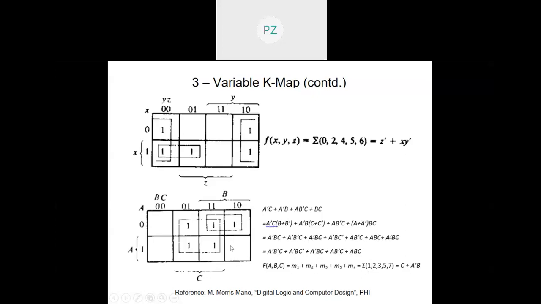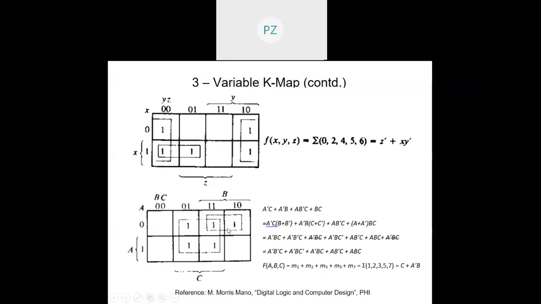Now I have to combine the functions and minimize them. So I must be looking for the largest possible combination of adjacent ones, the numbers being in power of 2. So I see that this can be this square. When I use this square, the largest possible, then these two get eliminated because they are varying, and similarly B will also be eliminated. Only C remains, and that will be C. It's in true form because it is 1. So I've got the first product term as C.